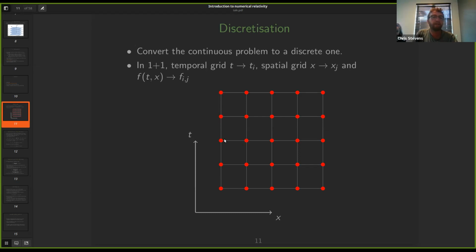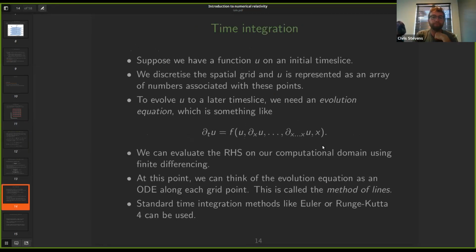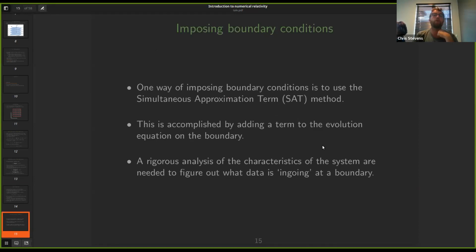On this side, if the wave was propagating from right to left, it's leaving here, so there's no additional information that needs to be set because it's leaving. But on the boundaries where stuff is coming in, you need to tell the numerical system what is coming in, and so you need a way of what's called imposing boundary conditions. There are multiple ways of doing this.